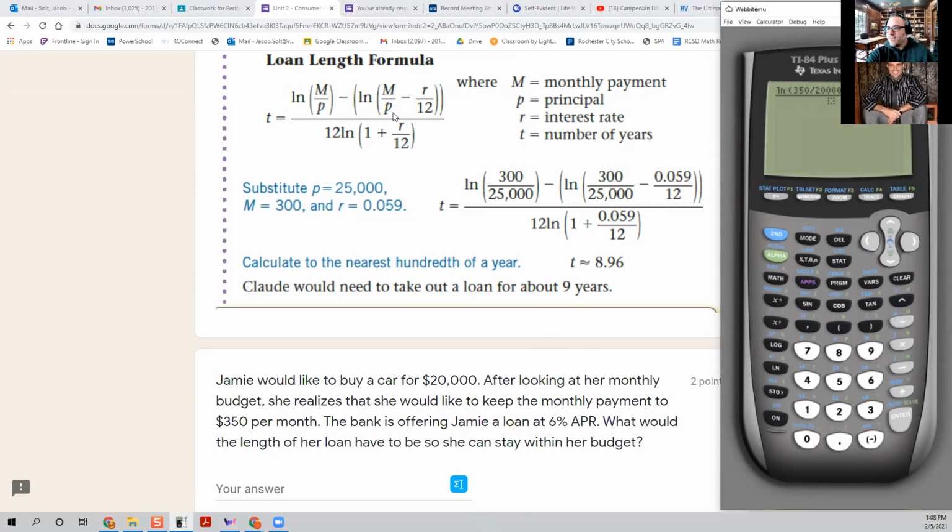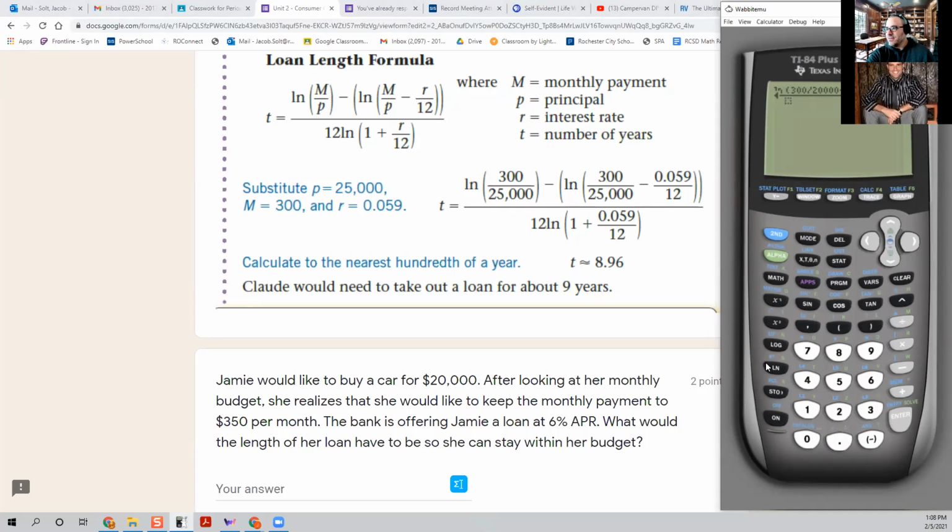Now I'm going to do monthly payment divided by principal. Monthly payment is 300. The principal is 20,000. There's the principal. Okay, minus r divided by 12. It's 6% interest rate. That's 0.06 divided by 12. There we go. Closing the parentheses. Closing the parentheses yet again. And now I'm done with the top.